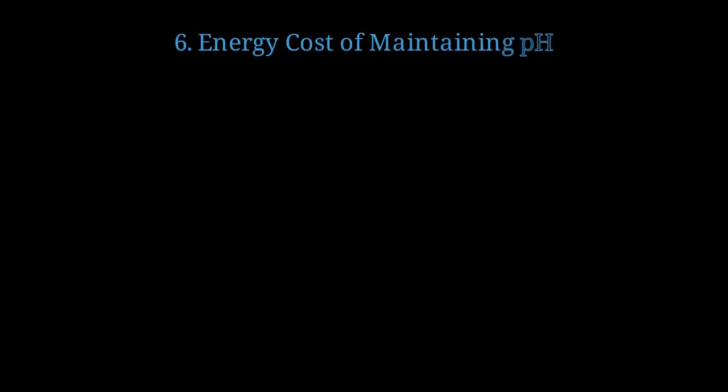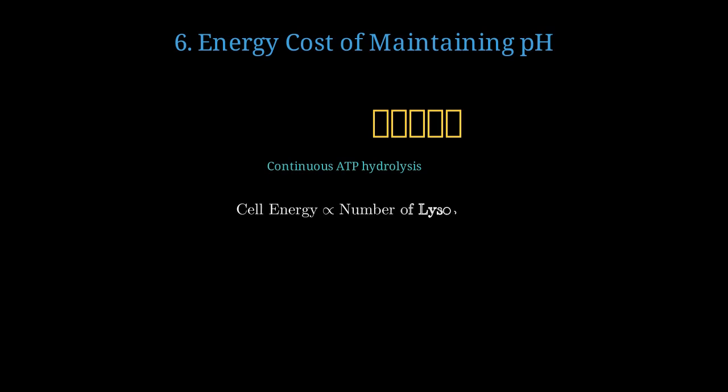Maintaining this pH gradient requires significant cellular energy. The V-ATPase pumps work continuously, consuming ATP molecules to maintain the proton gradient against leakage. The more lysosomes a cell has, the more energy it needs to maintain all their acidic environments.